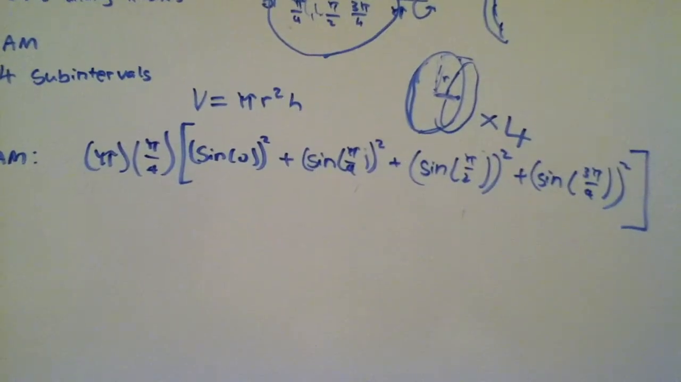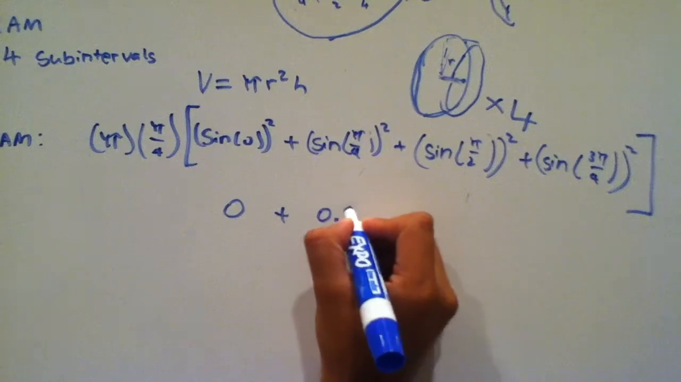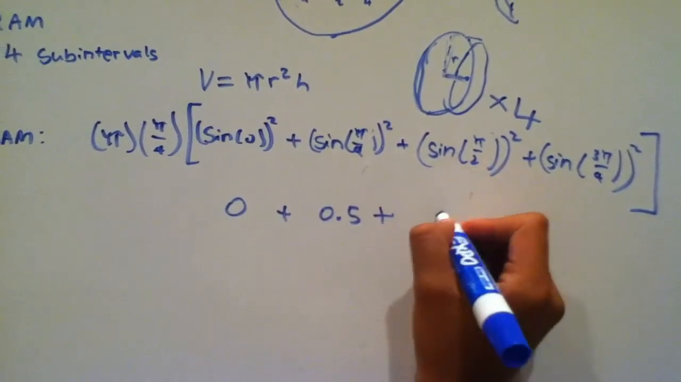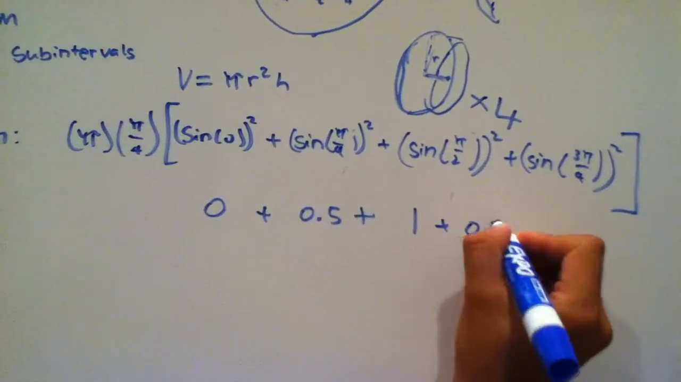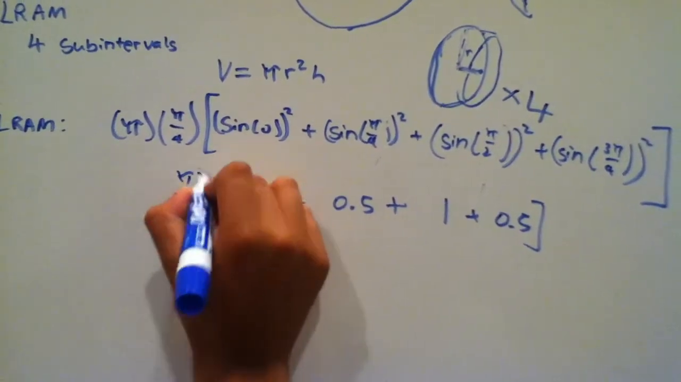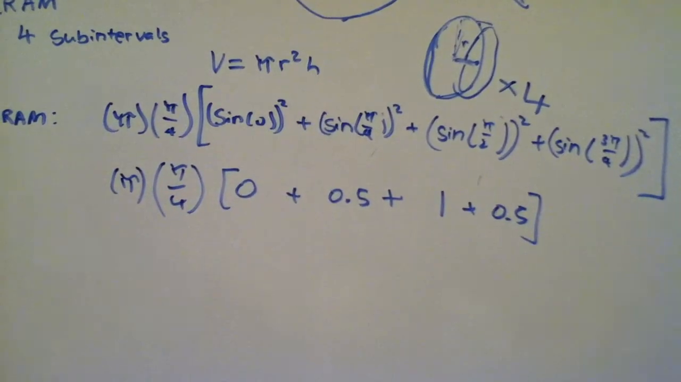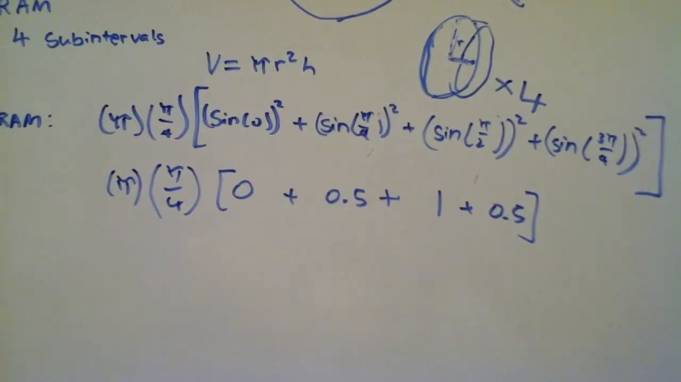Sine of 0 squared is 0. Sine of pi over 4 squared is 0.5, just a half, and sine of pi over 2 squared is 1. Sine of 3 pi over 4 squared is another half there. And you still have pi over 4 and pi on the outside, because this is the height and that's the regular pi in the formula.